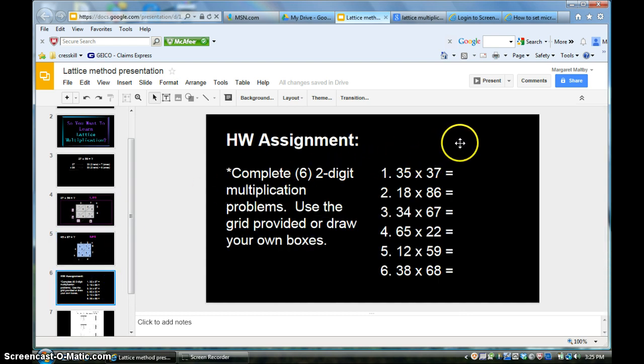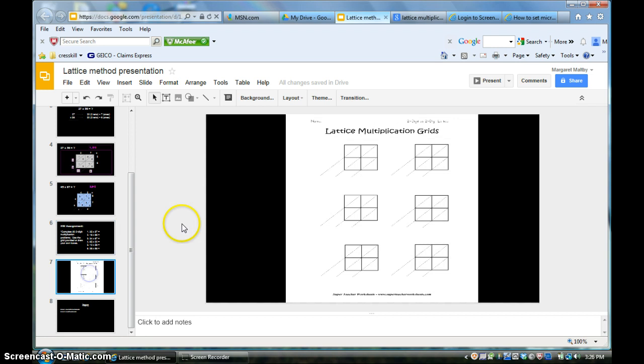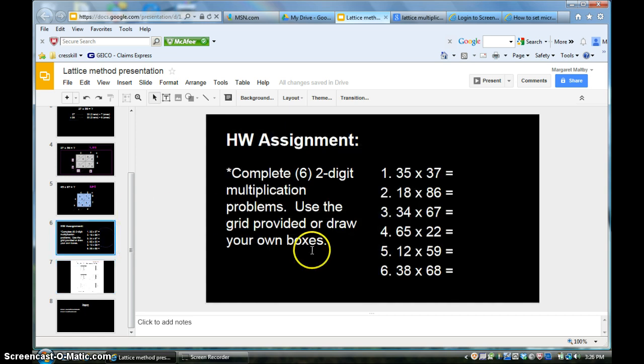Your homework assignment from this mini lesson is to try to complete 6 two-digit multiplication problems, which are shown here, on your own. I provided a grid for you to use as your model or your template, or you can feel free to draw your own boxes if you're comfortable with that. Give it a try. Here's your lattice multiplication grid. A square divided evenly into 4 boxes, and the diagonal lines cutting through each one. Try the 6 problems that I've given you here for homework this evening, and we'll get together and discuss them tomorrow in class.